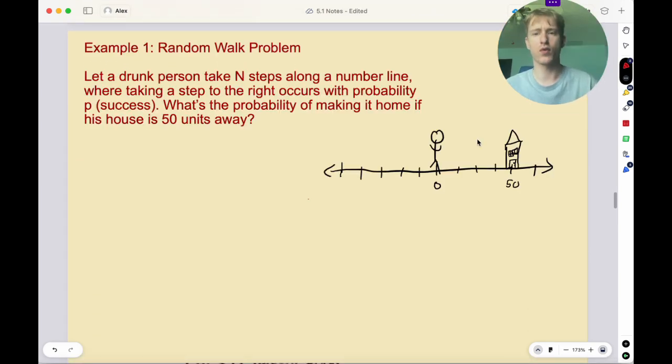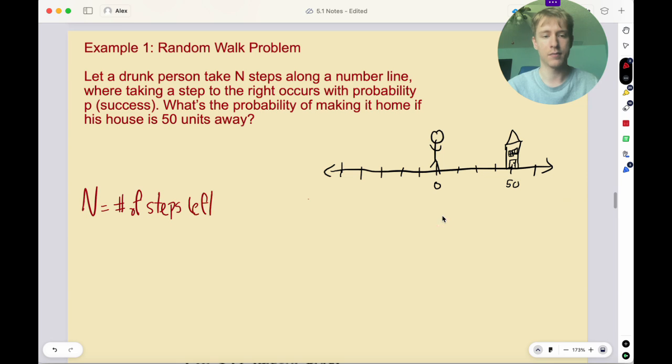This is the random walk problem in one dimension. It says, let a person who might be under the influence of alcohol take capital N steps along a number line, where taking a step to the right occurs with probability p. That's our event that is a success. We want to know the probability of making it home if his house is 50 units away. The first thing we should do is define capital N as the number of steps taken to the left plus the number of steps taken to the right.